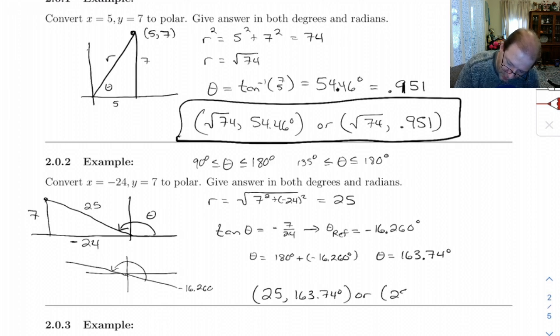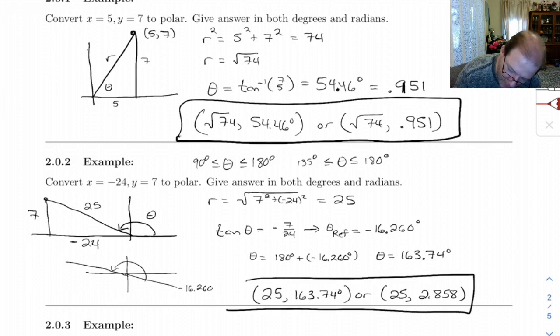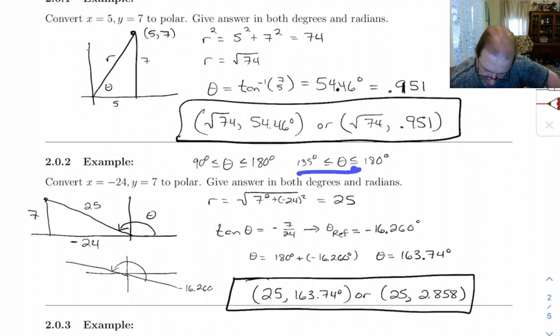Or if I put this in terms of radians, 25, comma, let's see, 163.74. To convert from degrees to radians, I divide by 180 and multiply by pi. I get 2.858 radians. Like that. And let's see, does this fit my stuff up here? Yeah, because we said that theta had to be between 135 and 180 just for the picture to be right. And sure enough, it's between those two.